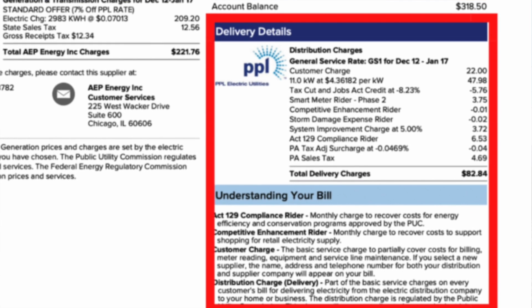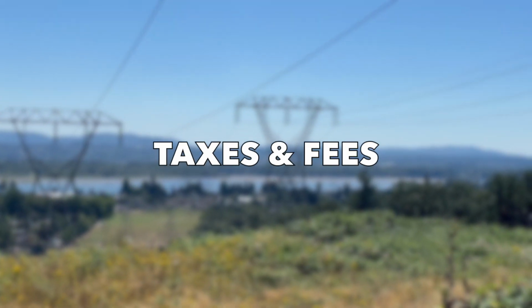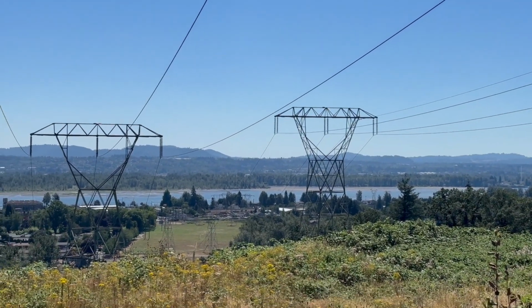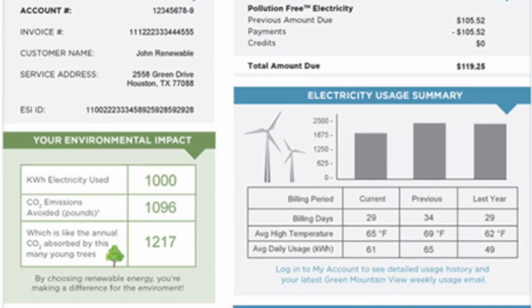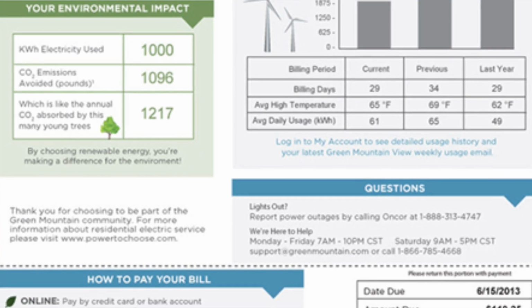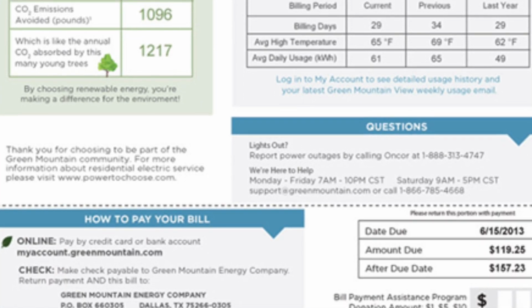And lastly, taxes and fees. The final component of your energy bill includes various taxes and fees imposed by the local, state, and federal government. These costs vary widely based on your location and can include environmental surcharges, renewable energy fees, and other regulatory costs.